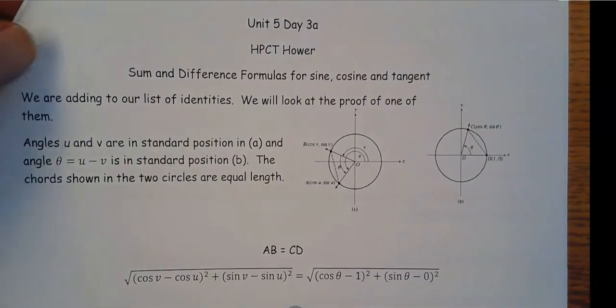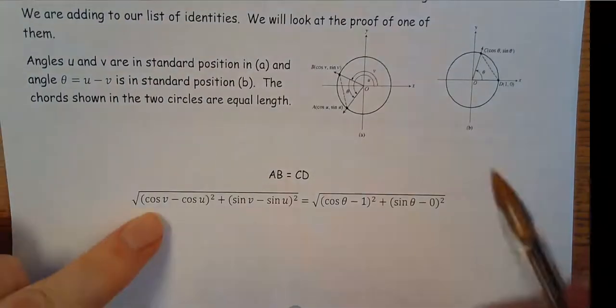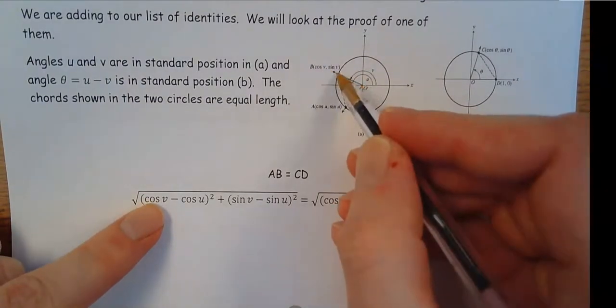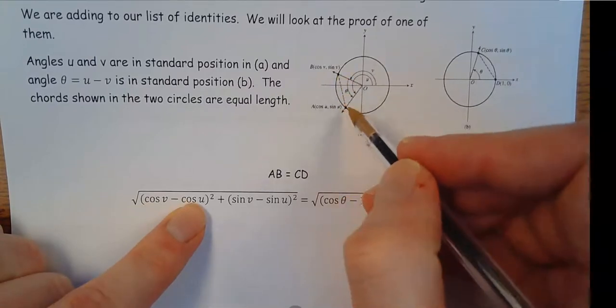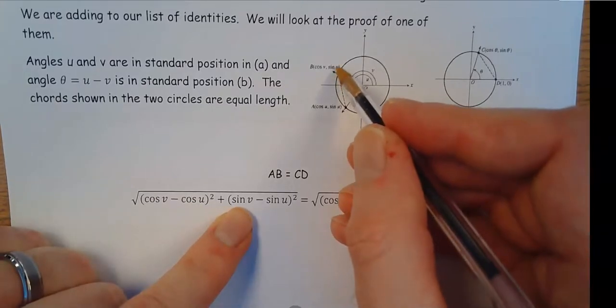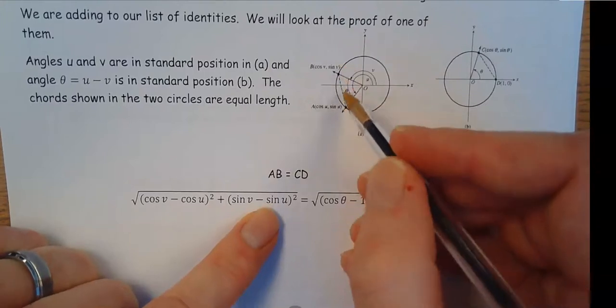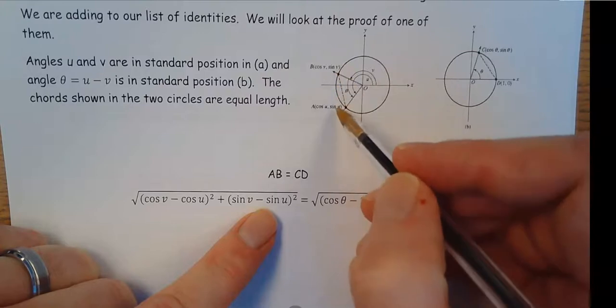So starting with the idea that AB equals CD, we're going to use the distance formula. So think subtracting the x-coordinates, subtracting the y-coordinates. If I took the cosine of V, that's its x-coordinate, minus the cosine of U, that's this one's x-coordinate, that would be the difference. How far to the left is this? Plus, the sine of V would be the y-coordinate of this one, and the sine of U is the y-coordinate of that one. If I subtract them and square, then I'm finding how far up or down my distance is.